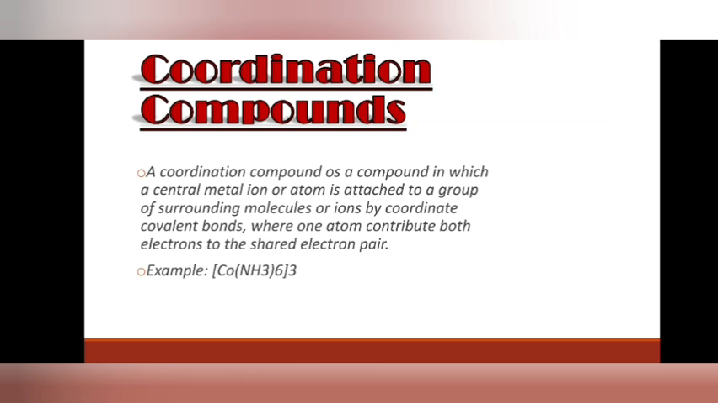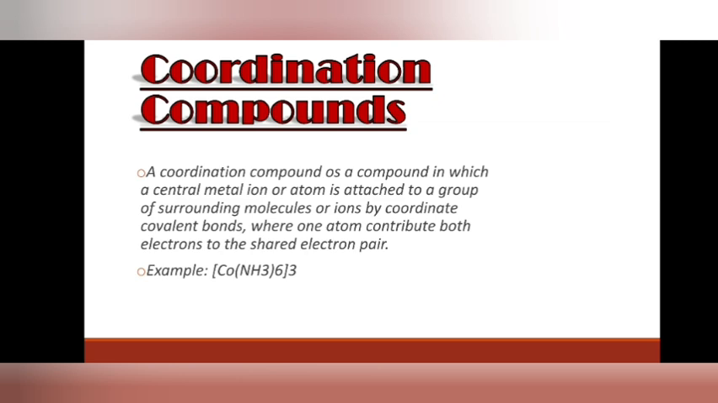In the following example, cobalt is the central metal ion or central metal atom, and the NH3 groups, which are present six in number, are the surrounding molecules. So you can see that our metal atom is present in the center, and the ions and molecules surrounding it are present on the sides. That's how a coordinate covalent compound is formed.